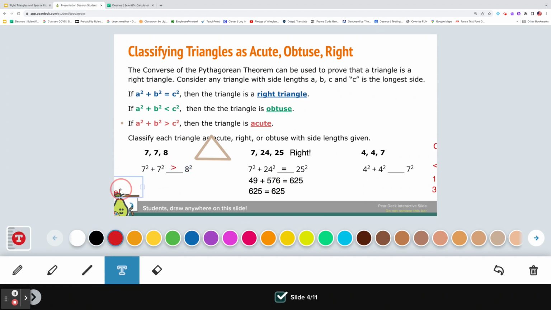7 squared plus 7 squared is 49 plus 49. These two numbers are almost 50 and 50. It's like about 100. 100 is definitely bigger than 64. So without even doing it exactly, I know that I do have the greater than situation, and I know that this is acute.